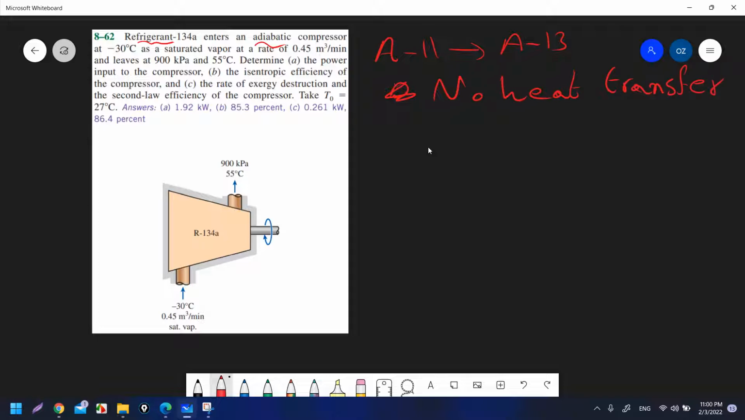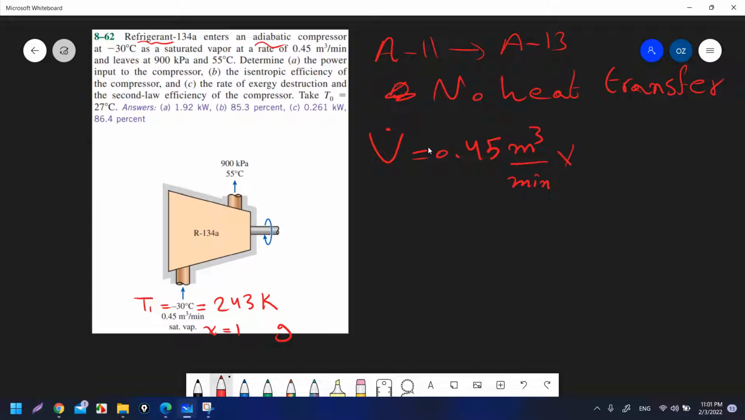Okay, compressor at negative 30. So this is T1, and this is equal to 243 Kelvin, as a saturated vapor, so the quality is 1, and I will use g, meaning gas, at a rate of 0.45 meter cubed. Meter cubed is a volume, meter cubed per minute, so it is a volume flow rate. Now he gives me a volume flow rate. It is equal to 0.45 meter cubed per minute.